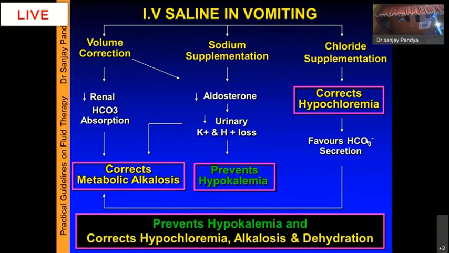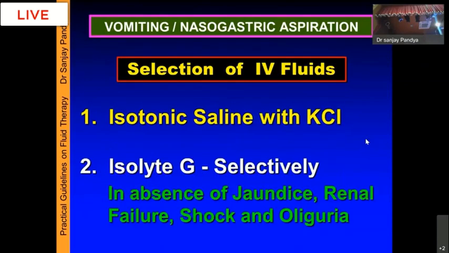154 milliequivalent, because sodium and chloride are the same. If sodium is 154 milliequivalent, chloride will also be the same, and therefore it will correct hypochloremia. It will prevent further loss of potassium, and therefore we need to provide potassium along with this. So this is something which is very simple.